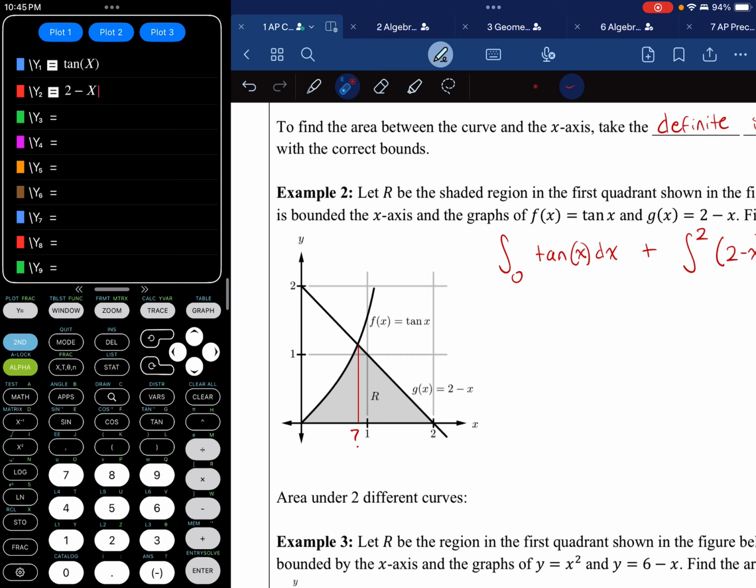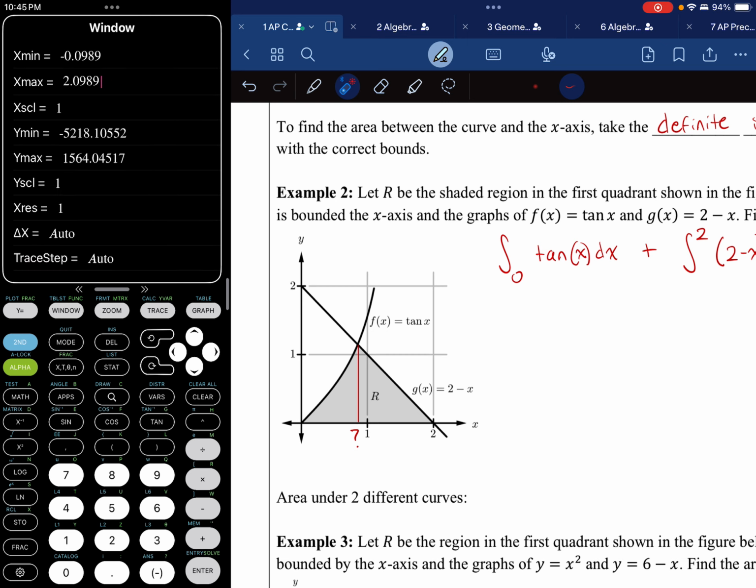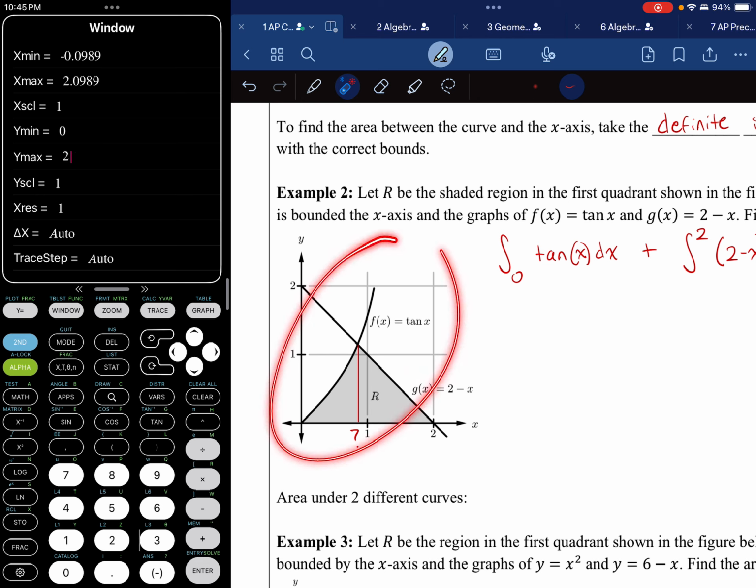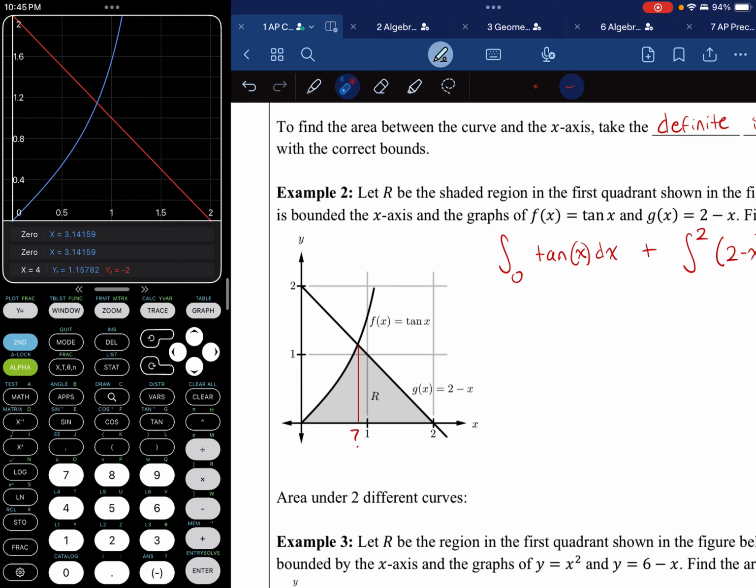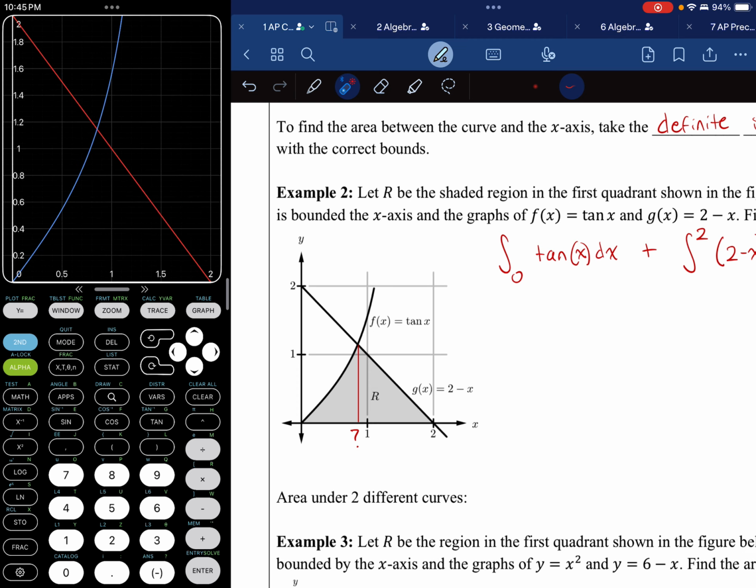Let me go back to my window and look at that y minimum. Let's change that y minimum to 0. So let's clear this out and put in 0. Come down here to this y max, clear that out and put 2. And that's what the graph is showing over here anyway. So that works. And then we'll graph that. Okay, that looks like the thing that I'm looking for. So let's clear stuff out of here.